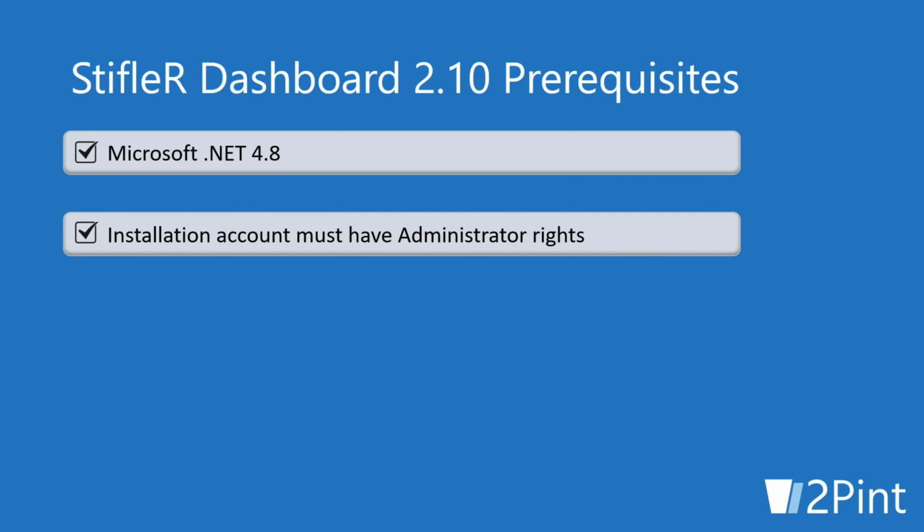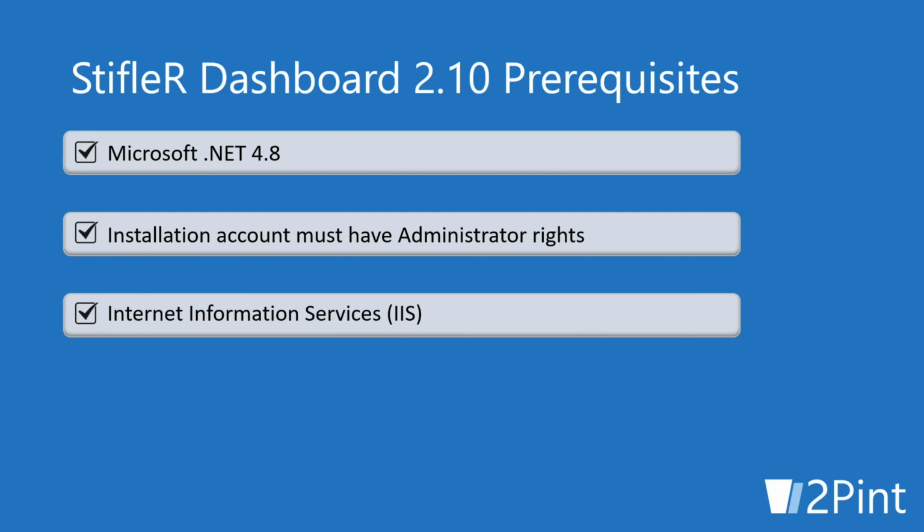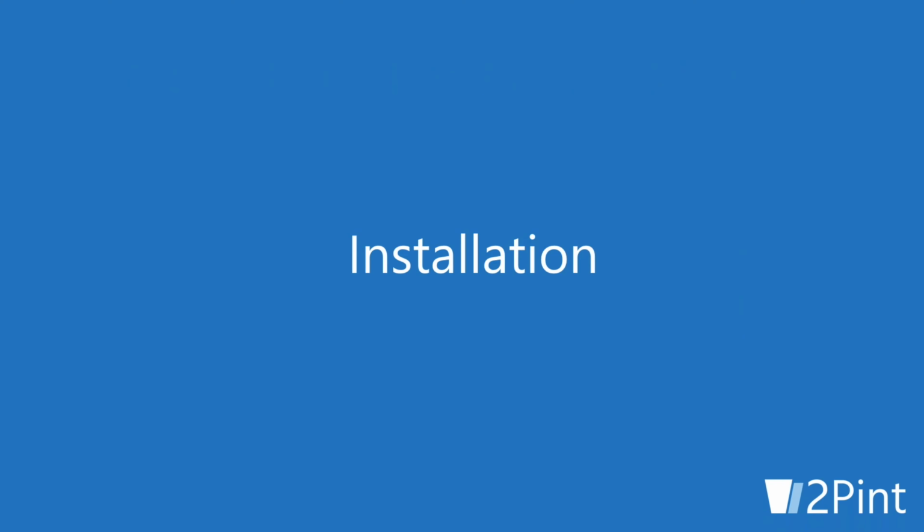The installation account that you're using must have administrative rights on the machine. And you'll need to install Internet Information Services, but I'll cover the process of installing IIS as part of this video. So let's go ahead and start with the installation.